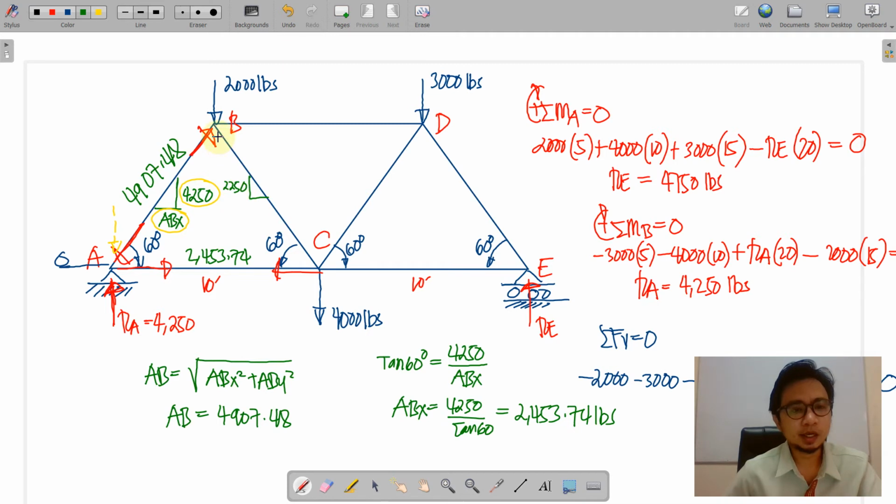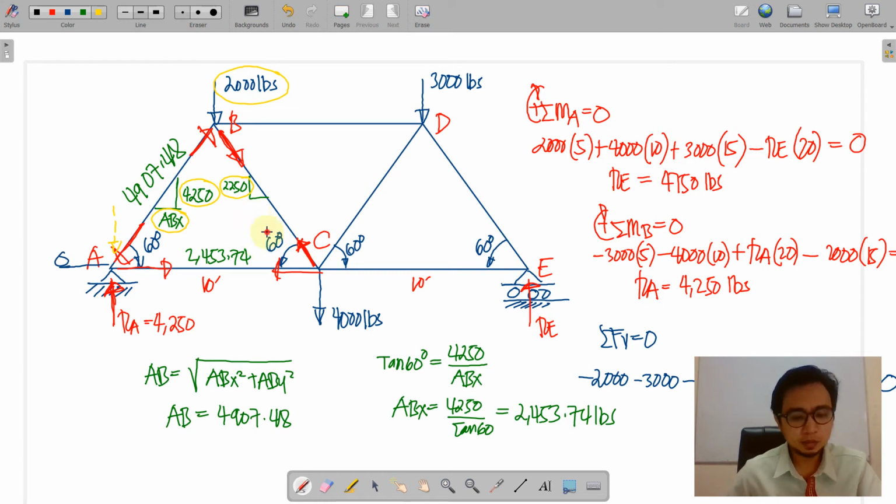So we indicate the direction at joint B. It is going that direction, or actually that is tension, in order to adhere with a downward force of 2,250. If we review this, an upward 4,250, downward 2,000, downward 2,250 will yield zero force under vertical loading. So our next concern is the horizontal.